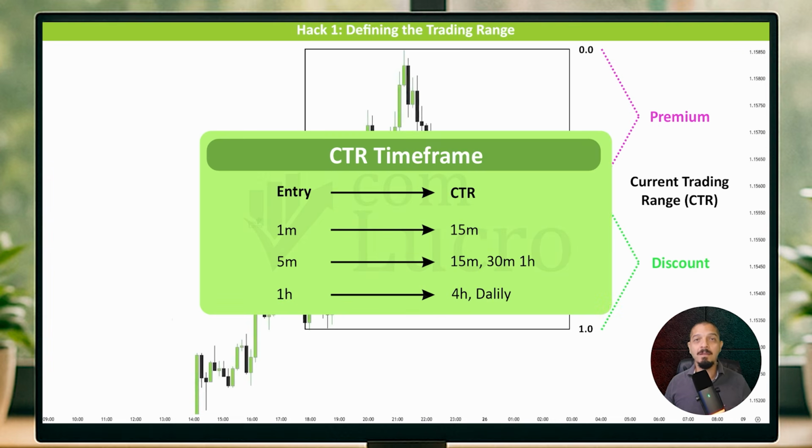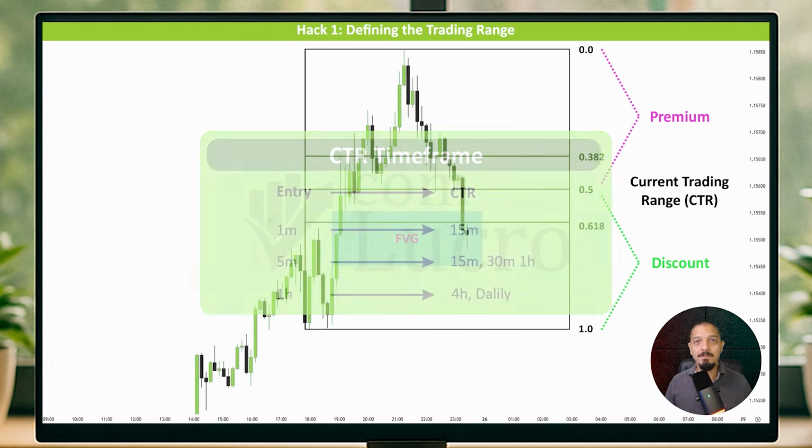The first step is to zoom out to at least 1 or 2 higher time frames compared to your execution time frame. For example, if you enter trades on the 1-minute chart, your range should be defined on the 15-minute chart. If you trade on the 5-minute chart, look to the 15-minute, 30-minute, or 1-hour charts. If your execution time frame is the 1 hour, then your trading range should be taken from the 4-hour or the daily chart. This is a crucial rule. Never define your trading range using the same time frame you use for entries.